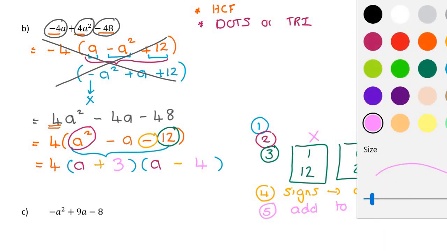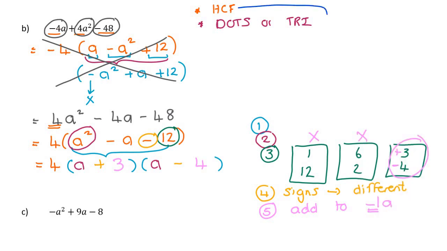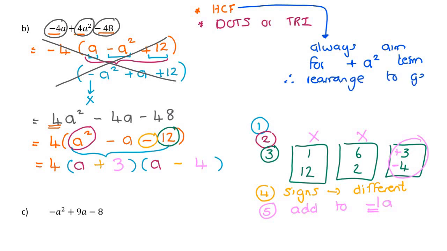Now I want to write myself a little note here about this highest common factor. Highest common factor, always aim for a positive squared term. So always aim for a positive a squared term, or it could be x squared, but in this case it was a squared. So in this case, rearrange to get the right order. So rearrange to get the correct order, and I say correct, there's no such thing as correct order, so I'm putting it in inverted commas, it's just the easier order. So rearrange to get the correct order before your highest common factor, because otherwise you don't know whether to take out a negative or a positive.